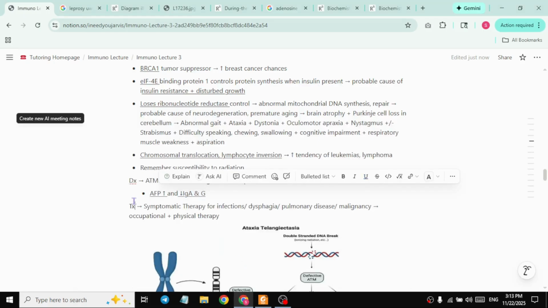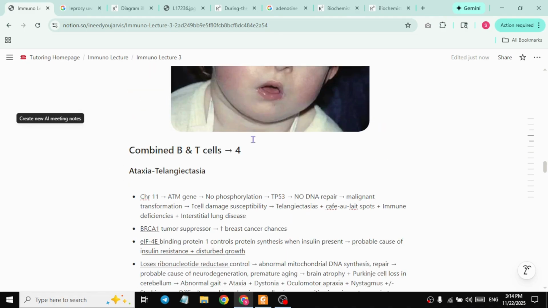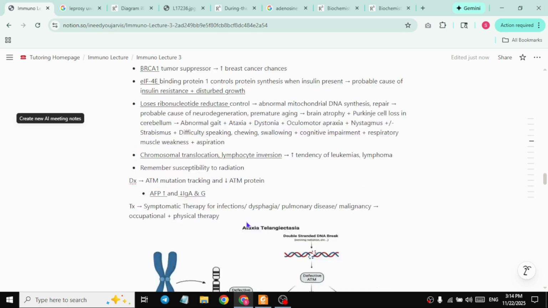All right, so that's that. And then what are you going to do to help them? You have to give them infection management, then neurotherapy, right? Give them occupational and physical therapy, right? Maybe check for malignancies, make sure they can swallow, make sure their pulmonary system has no infections and things like that. Okay, so that is ataxia telangiectasia, right?